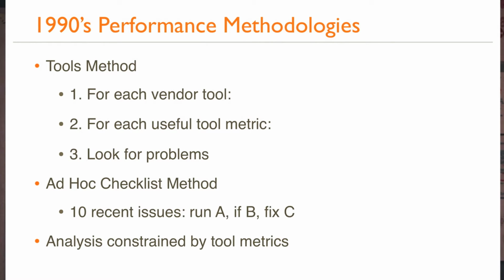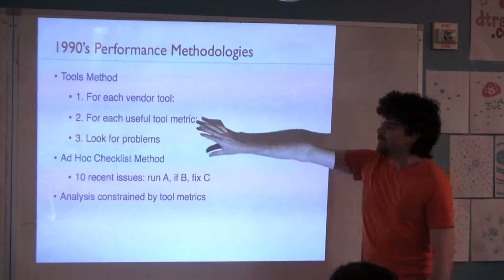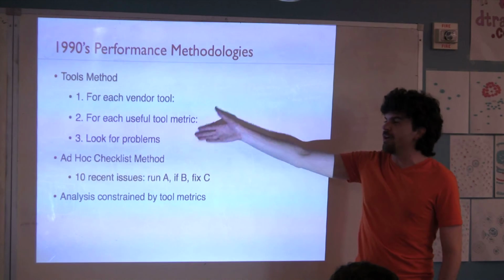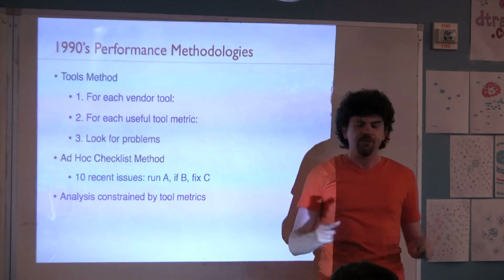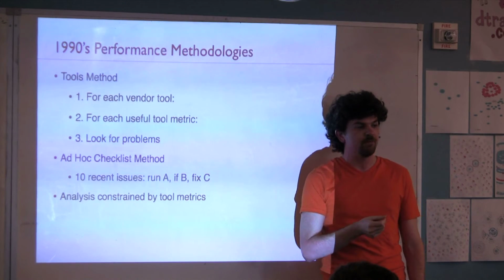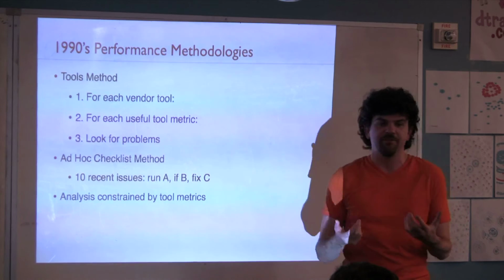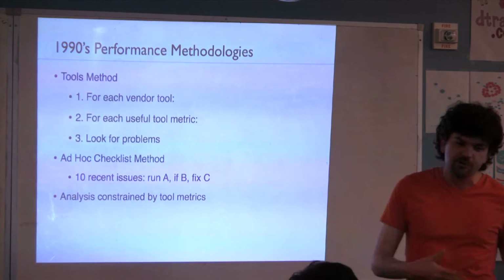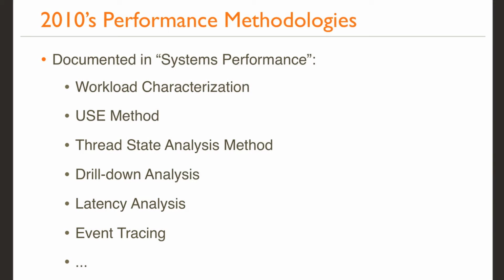Back when we were closed source and we didn't have dynamic tracing, there were two real common methodologies for looking at systems performance. One I'd call the tools method, where for every vendor tool, I look at its useful metrics and then see if they identify problems. So I'm starting with the tools because that's what the vendor gave me. And the other one was coming up with ad hoc checklists, which were very useful as well. Now that we can do dynamic tracing of everything, we've got source code for analysis, we can really go to town and solve a lot of performance issues we couldn't before.